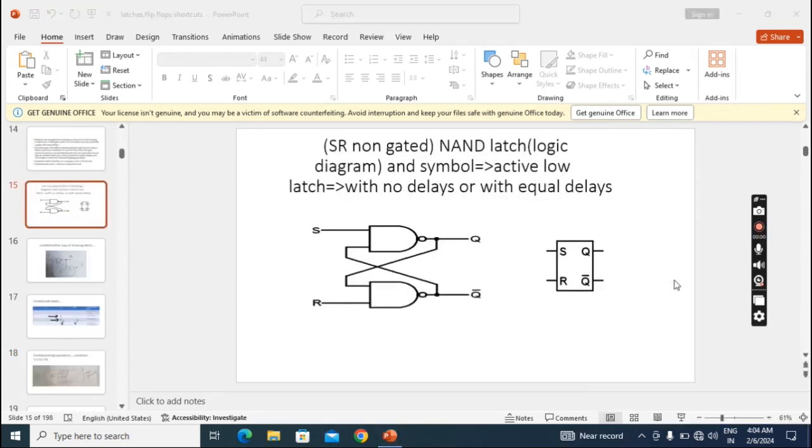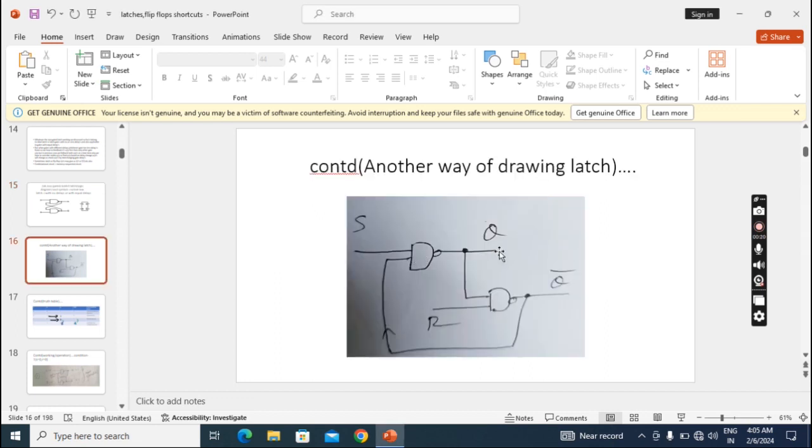In this lecture we will see another way of drawing a latch, that is the non-gated latch. For example, I take an SR non-gated NAND latch. So this is the logic diagram. This diagram we can draw another way also, that we'll see now. See, this is the diagram.